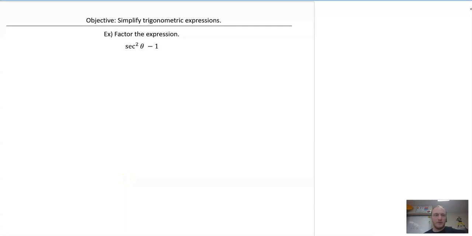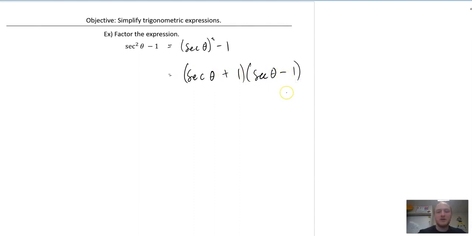We have secant squared theta minus 1. What you need to get used to is that when you see a secant squared, just know that this is secant theta quantity squared minus 1. And really what you should see here is a difference of two squares. I have secant theta that's squared, and I have 1 that's squared. So if you remember back to your factoring days, I can split each perfect square and just put an addition and a subtraction in between. And we're done. That's it. Can you believe that? That was pretty simple.